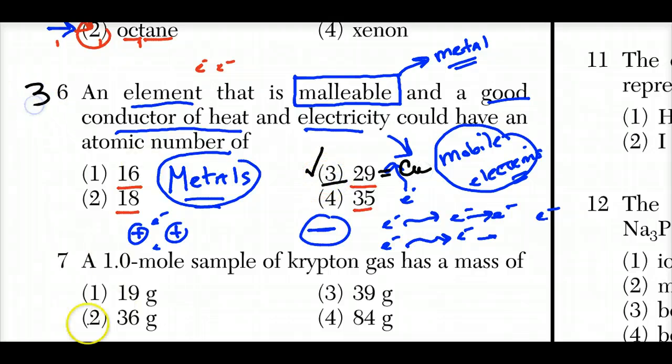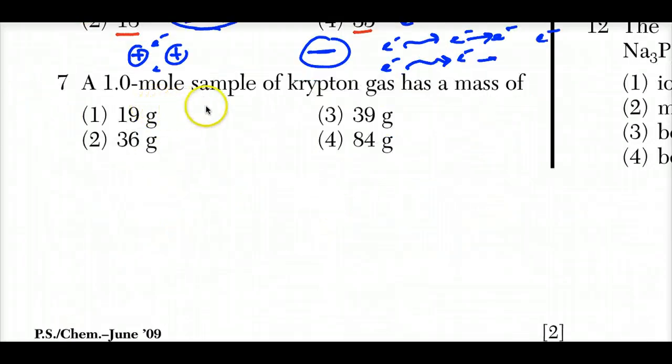6 is 3. Number 7. A 1.0 mole sample of krypton gas has a mass of what? So looking for the mass of krypton that equals 1 mole.